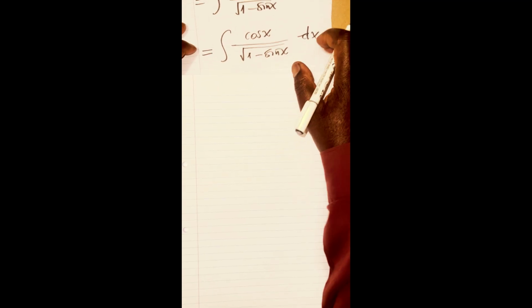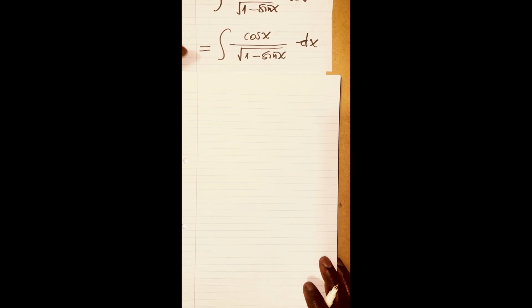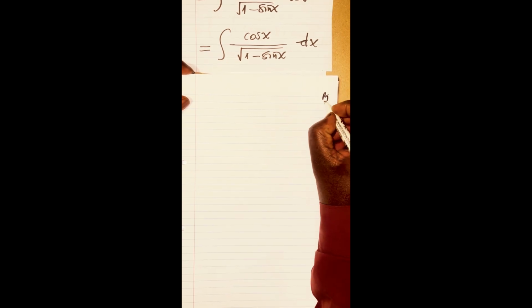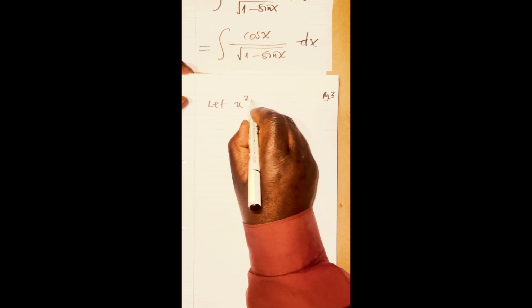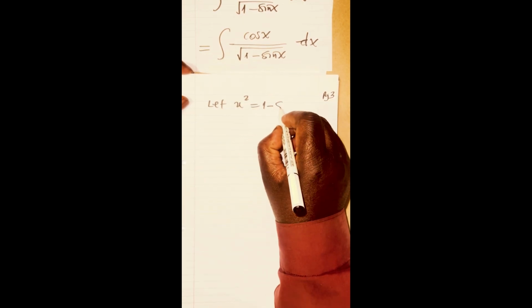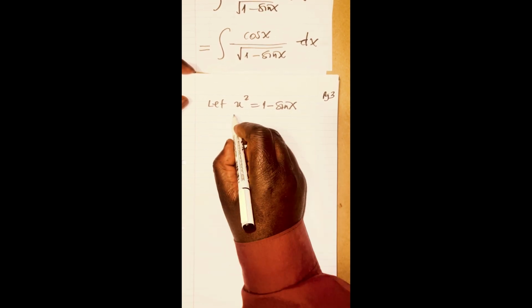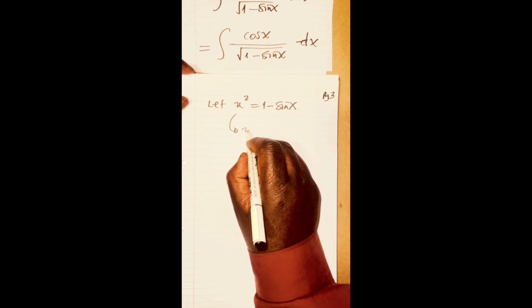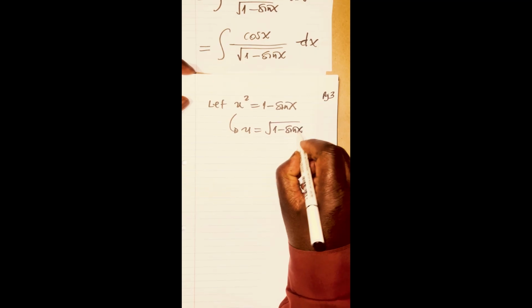So using u substitution on this expression, now in the denominator, we have a square root, so this is page 3. We are going to let u squared be equal to 1 minus sine x. Now, two equations to obtain from here. The first one is take the positive square root on both sides. You get u equals the square root of 1 minus sine x.